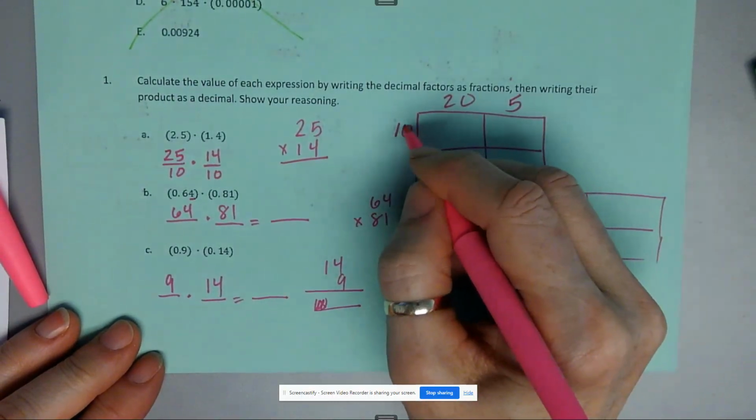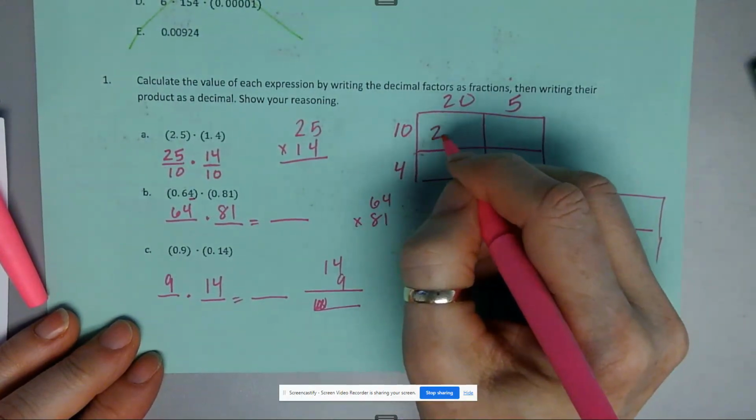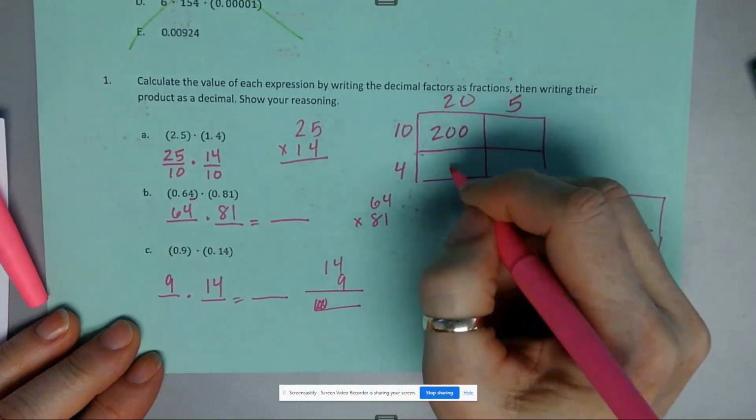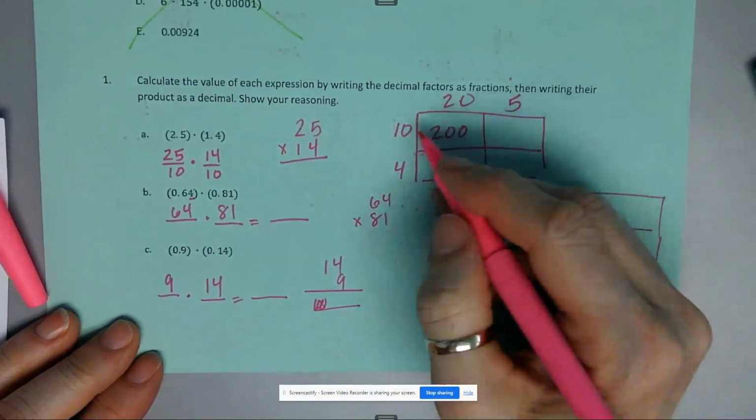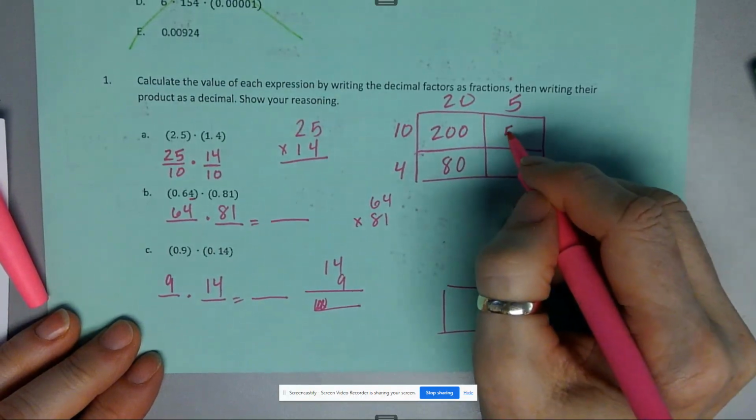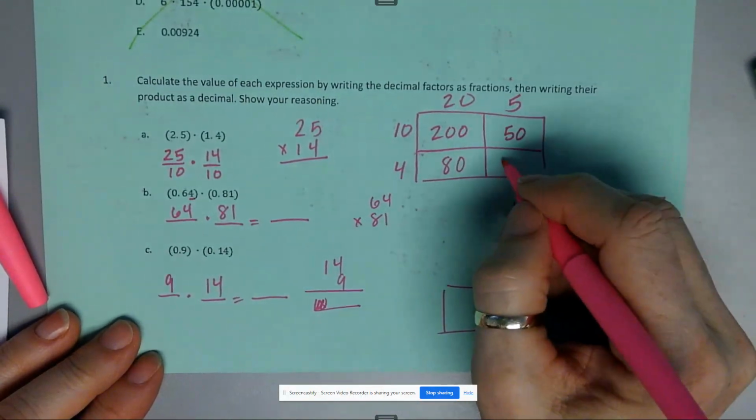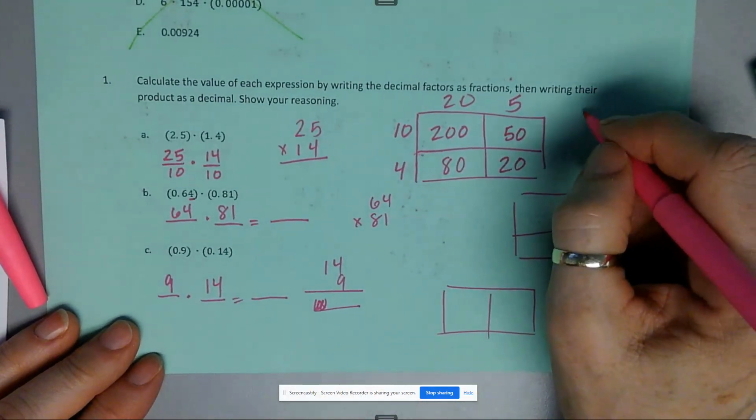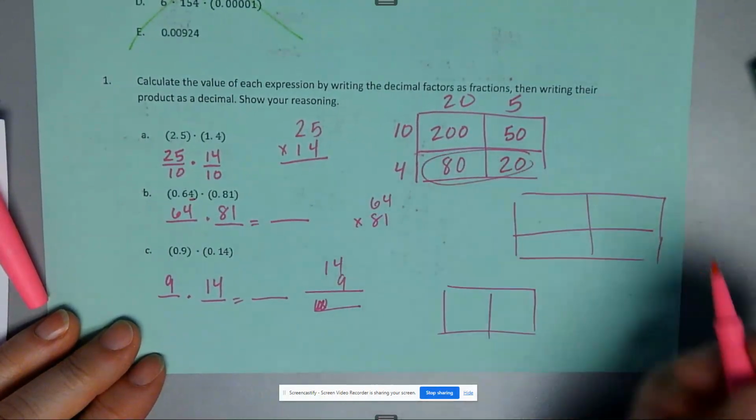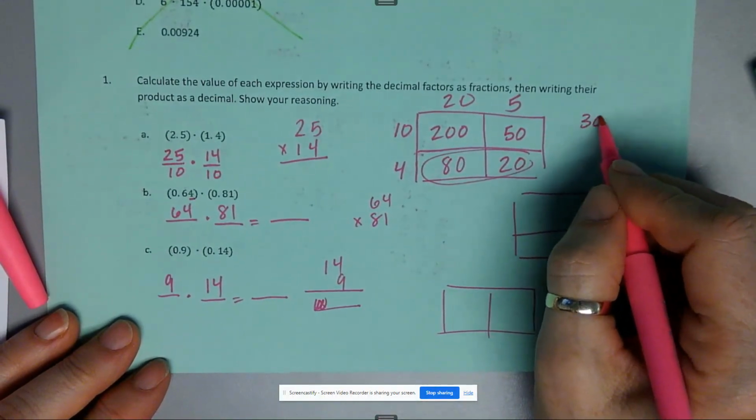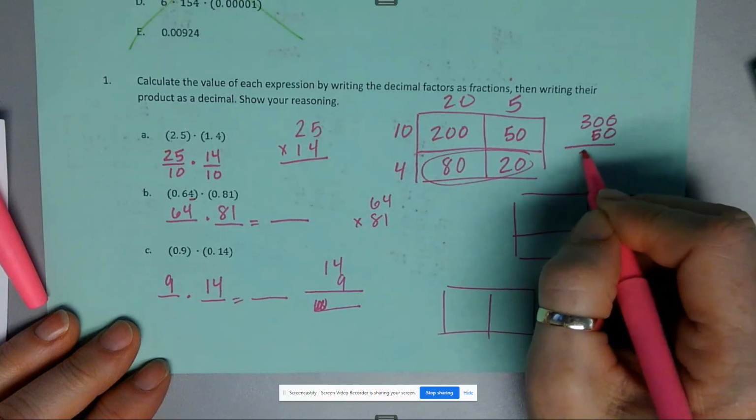20 and 5 and 10 and 4. 10 times 20 is 200. 4 times 20 is 80. 10 times 5, 50. 4 times 5, 20. Well, I know 80 and 20 is 100, so that's 350.